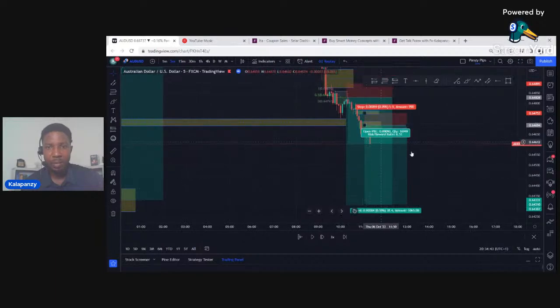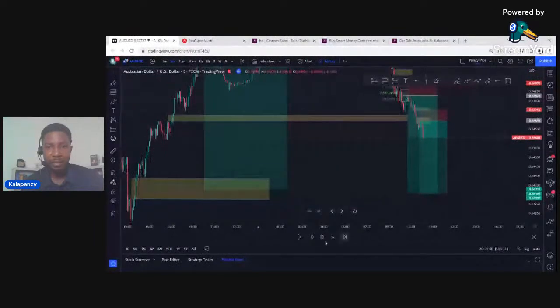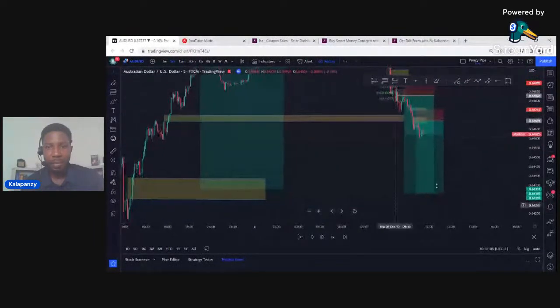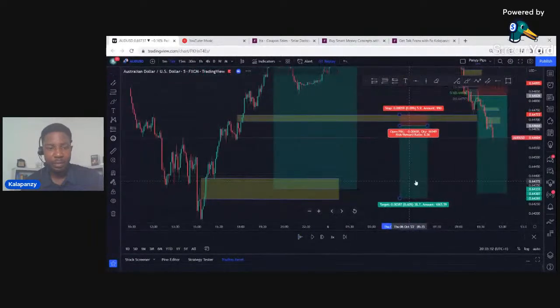Okay, so we see how price melts down beautifully. This second trade has also given me already a 1 to 1. So what do I do at my target? My target is this imbalance down here on the 5-minute time frame. We are watching price play out beautifully. Okay, so price continues to melt. What happens? That was too quick. So what happens here? Oh dear.